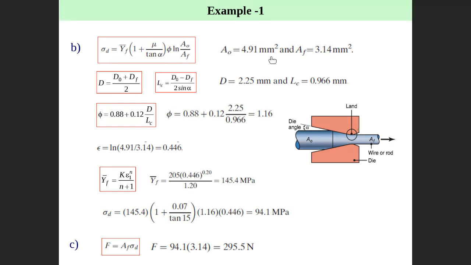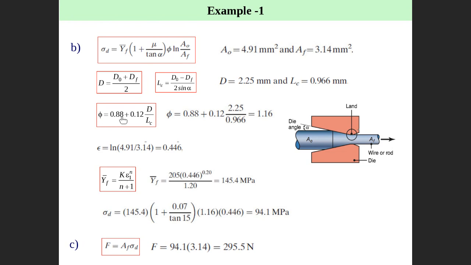A0 is obtained, Af is obtained. He gave me the initial and final diameter and a circular shape, so you obtain A0 and Af. Then done. Right. So we also need to obtain phi.